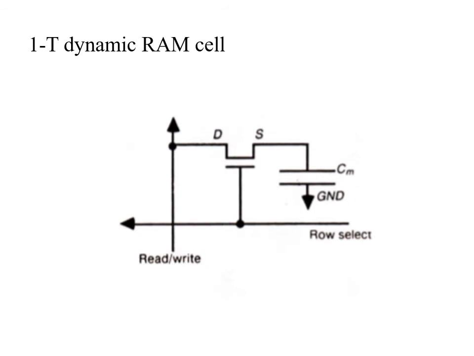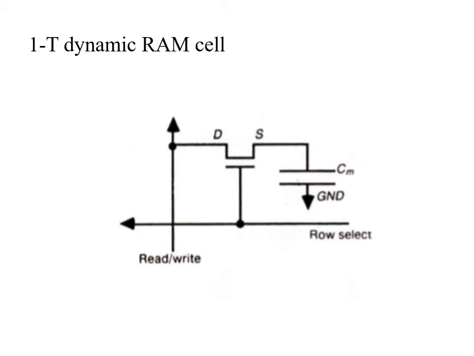Next let us look into the 1T dynamic RAM cell. It is called 1T because we are using just 1 transistor in order to store a bit. In the previous configuration we have seen, 3 transistors were used. So here a slight improvement is done where we are using just 1 transistor. Let us see how read and write operation is carried out.